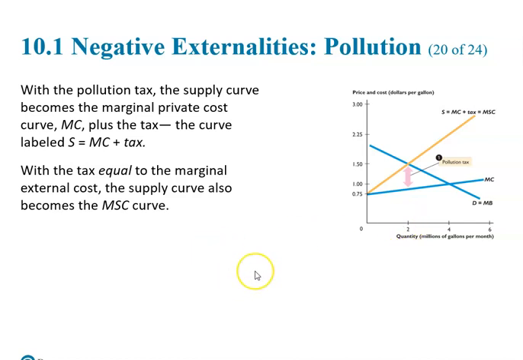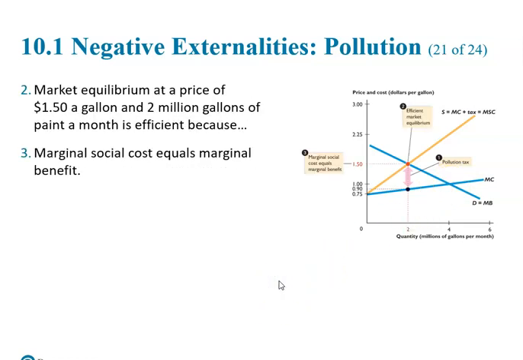So if the tax is equal to the cost of pollution, we can get to the efficient outcome where the marginal social cost is equal to the demand curve, rather than the point where overproduction is happening, where the marginal private cost is equal to the demand curve. So once again, just to restate the point, this is the point where the efficient market equilibrium happens, and we can get there because of the tax.